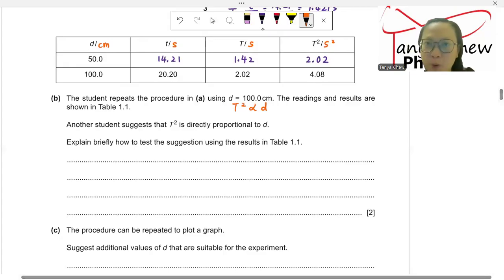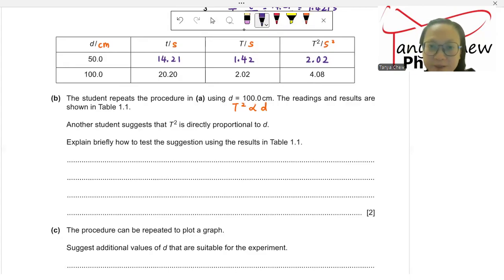And to get rid of this proportionality symbol, we put t squared is equal to constant times d. Since I have 2 readings here, I can compare my value of k. K is a constant, right? So if I get the constants values, or only a small difference between the K values, then I would say that, okay, agree with this suggestion that T square is directly proportional to D.